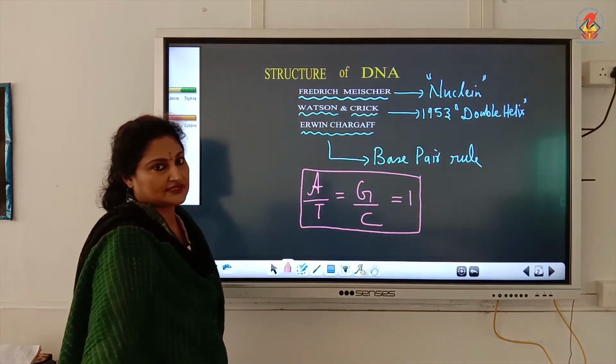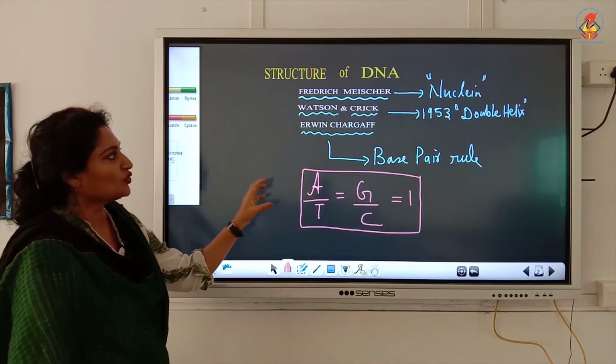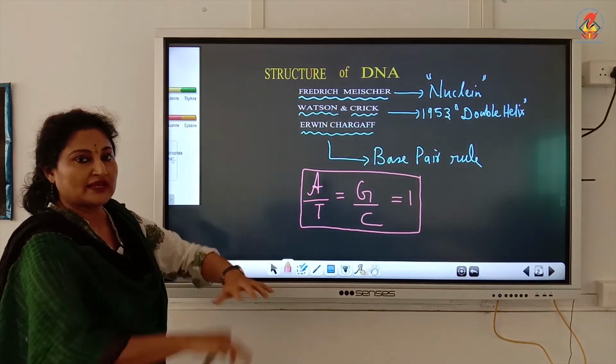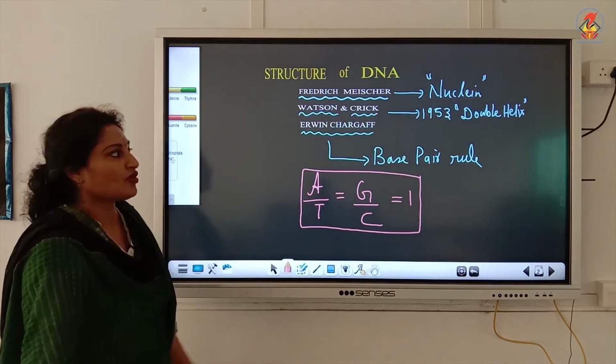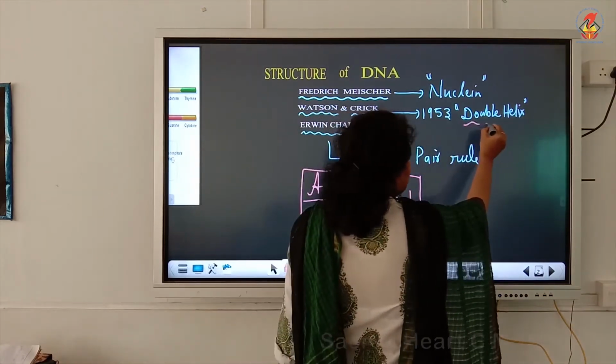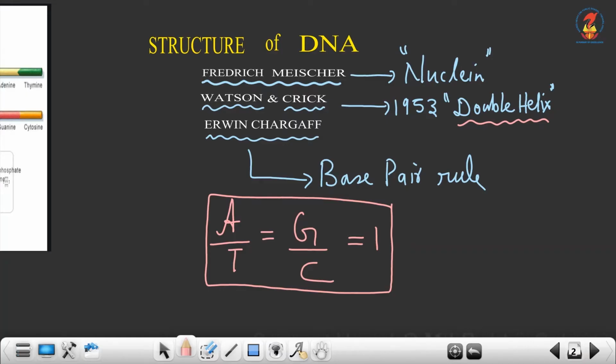So this base pair rule put forward by Erwin Chargaff helped Watson and Crick to make a complete description of the structure of DNA, which is now called the double helix structure. So this contribution was very, very important and was a hallmark in the field of genetics.